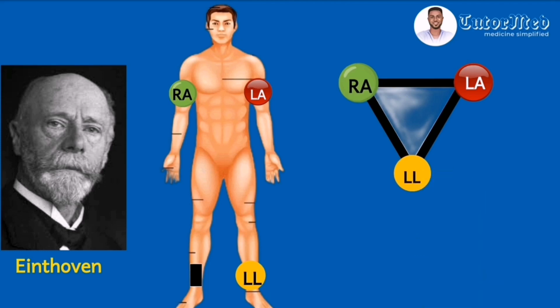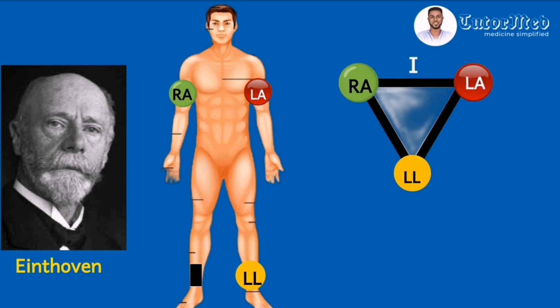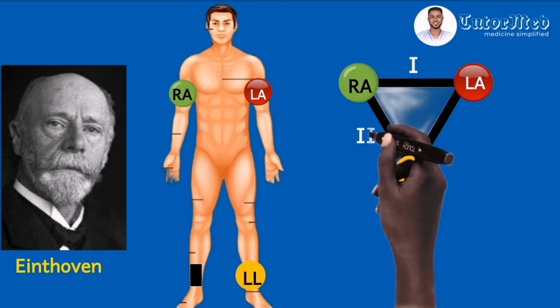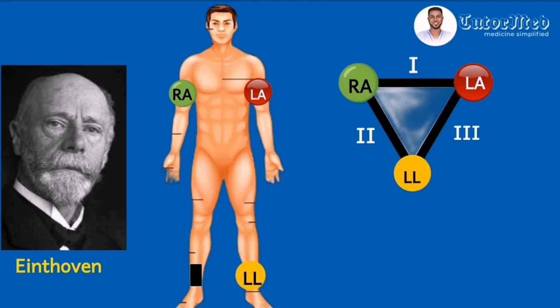Now, let's simplify this without going into the electrophysics so that we can be clear in our minds. Remember, we said that the machine itself analyzes 2 electrodes at least and produces a lead? Yes, you remember. And so when the machine analyzes the right arm electrode and the left arm electrode, the lead it produces is called lead 1. Then, when it analyzes the right arm electrode and the left leg electrode, it produces lead 2. And we have lead 3 when the machine analyzes the left arm electrode and the left leg electrode.